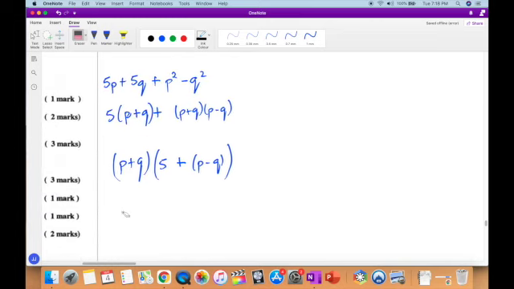So the reason why you got 2 marks is because a lot of students probably would not recognize that this is a difference of 2 squares here. And so you could just use your difference of 2 squares formula, right? And then factorize this separately on this side. Then realize that they both have this in common. So you could pull that on the outside and have it as 5 into p minus q.